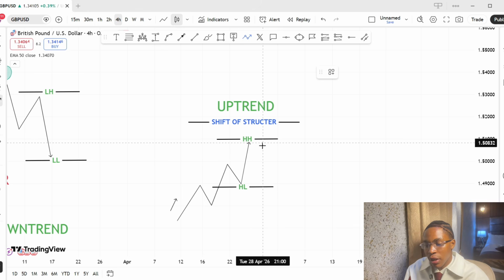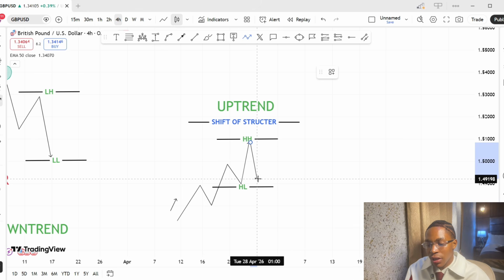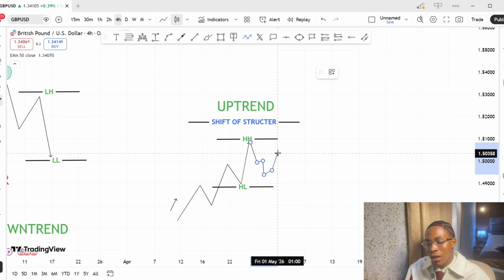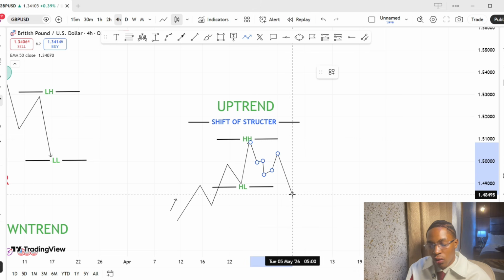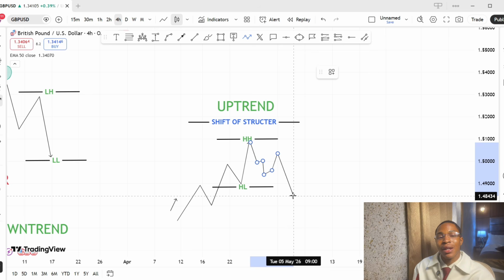So this is how the market is supposed to behave. The market can come all the way here. It can come anywhere. It can do anything around this place. It can, but it must never break below the higher low. Once we break below this higher low, we are no more looking for buys. We are now looking for sells. We are no more in an uptrend. We are now in a downtrend, right?